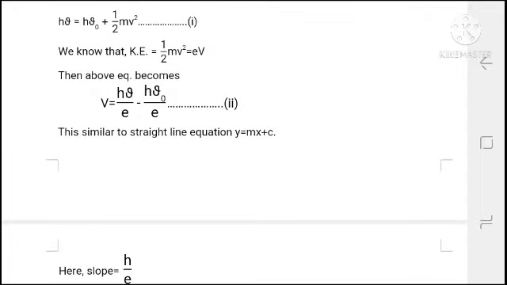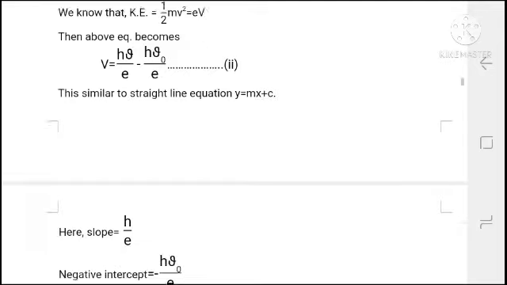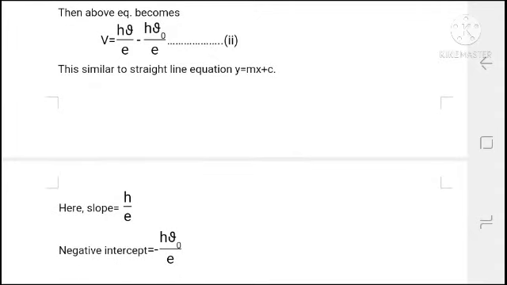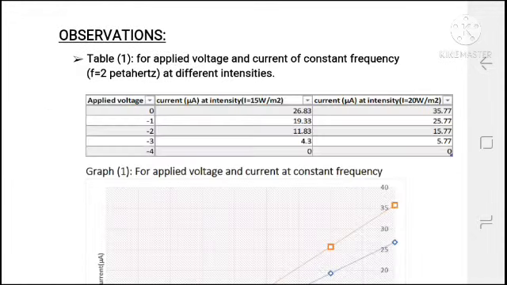This is said to be equation 2. This equation 2 is similar to the straight line equation y = mx + c. Here the slope is equal to h/e and the negative intercept is equal to minus hν₀/e.